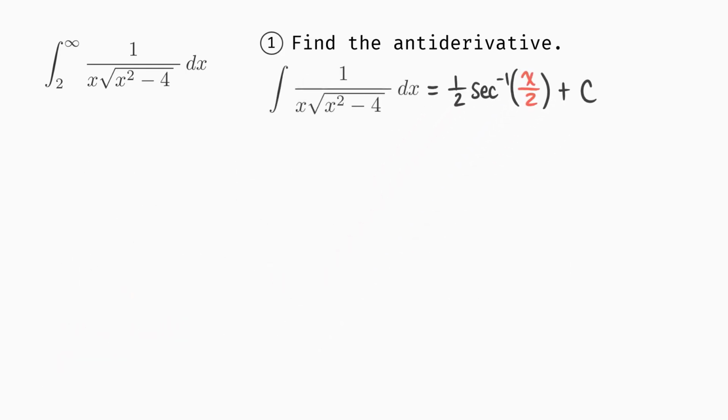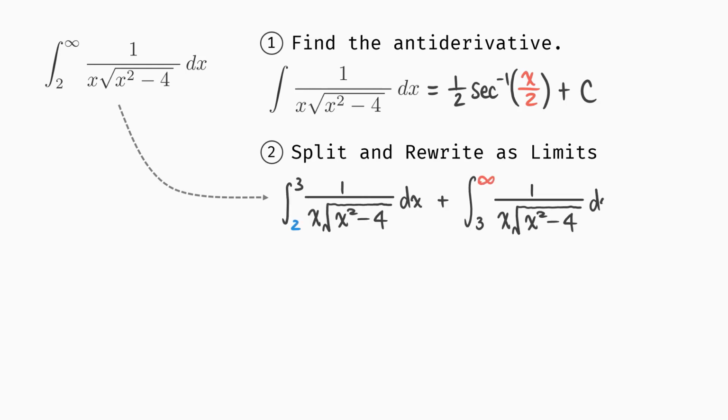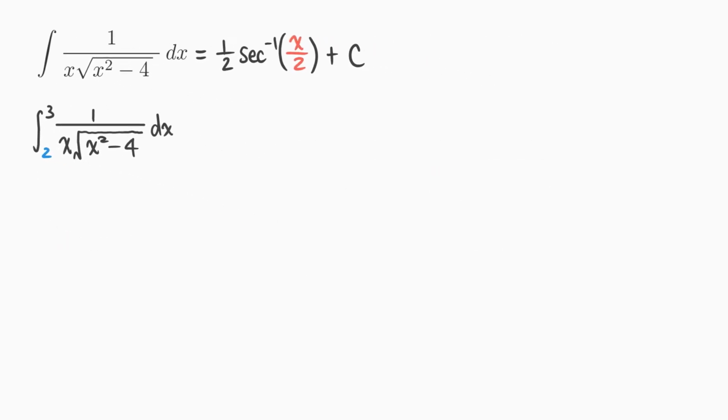We are now ready to compute the improper integral. The next step is to split the improper integral, and we write each as a limit of a definite integral. Our original integral converges if both of these integrals converge. Let's compute these integrals one by one. For this integral from 2 to 3, we first write it as a limit, with a being the lower limit and approaching 2 from the right.